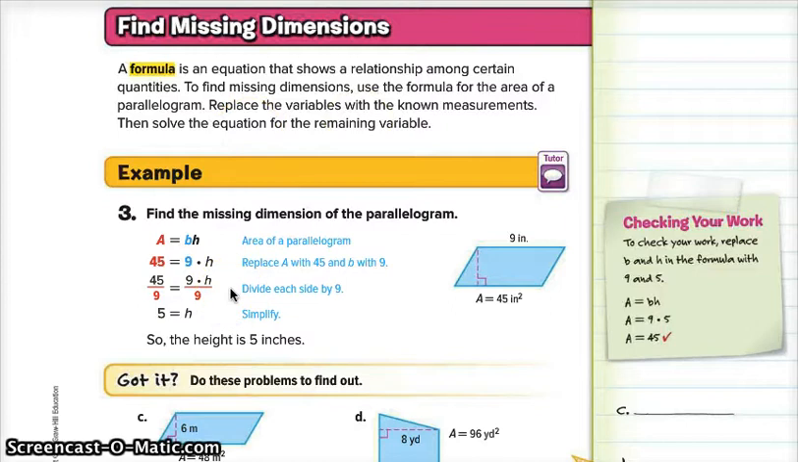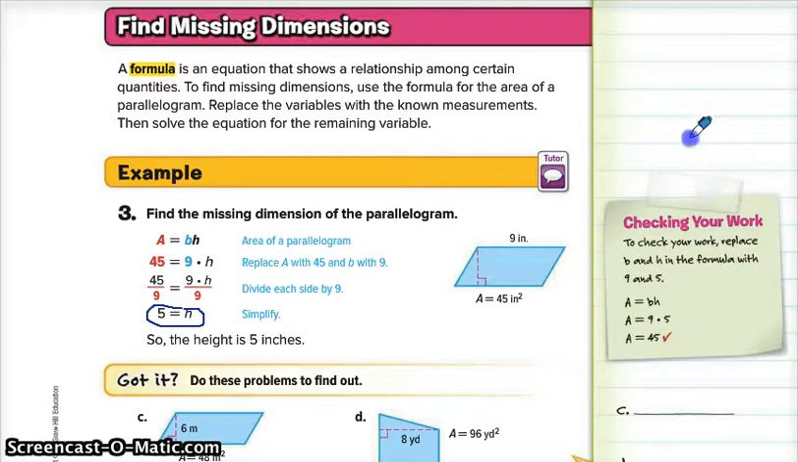If you take a look at the example, it's telling us that the area is 45 inches squared and that the base is 9 inches. We're trying to figure out the height. Notice how they're replacing the base, or the b, with a 9. So they have 9 times h is equal to 45. Once again, this should look very familiar because we did this when we were solving our one-step equations. So we should easily be able to get 5 for h.